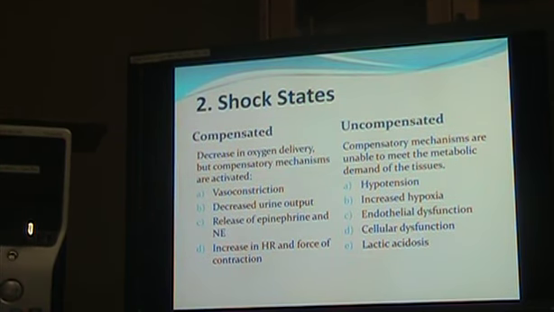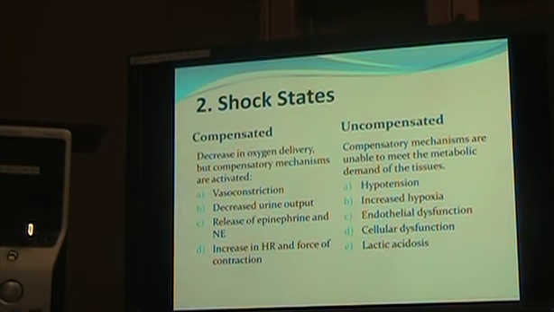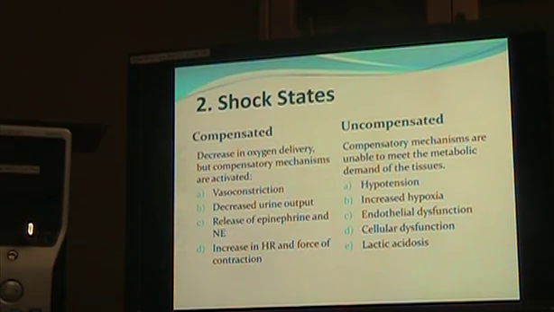So when you're thinking about shock states, you can generally think of them in two broad categories. One is compensated, and the second one is uncompensated. Now, it's important to know that most people can recognize uncompensated shock states. That's fairly easy to pick up. What is a little bit more tricky to pick up and what is often missed are compensated shock states.